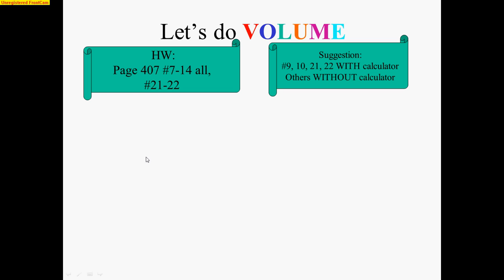So these are the homework pages that I will check tomorrow. 407, 7 through 14, all 21 and 22. I suggest that you try the following problems with your calculator and the others without. The examples I'm going to do today could be on a calculator or non-calculator part. And the AP exam will have some years these are on calculator portions and some years they're not. So I just want to make sure that you practice always.